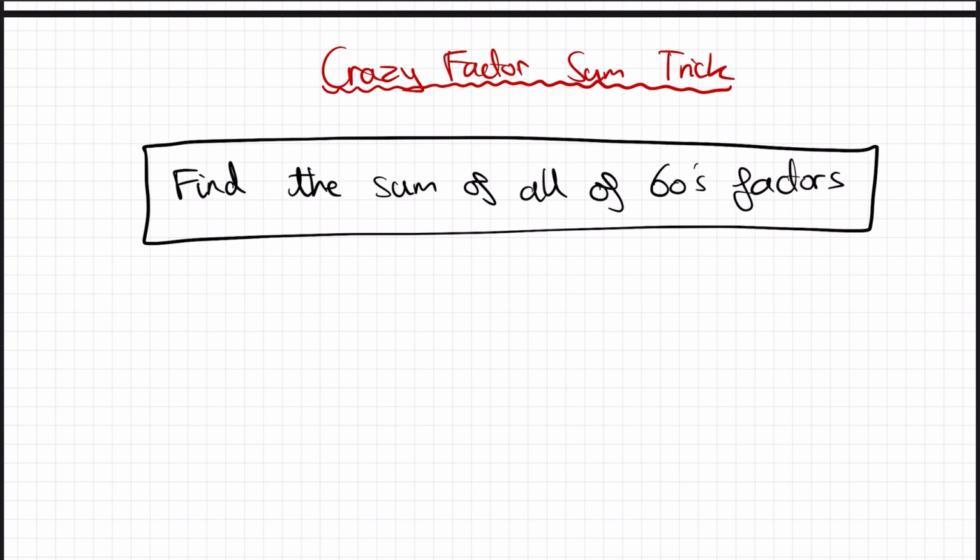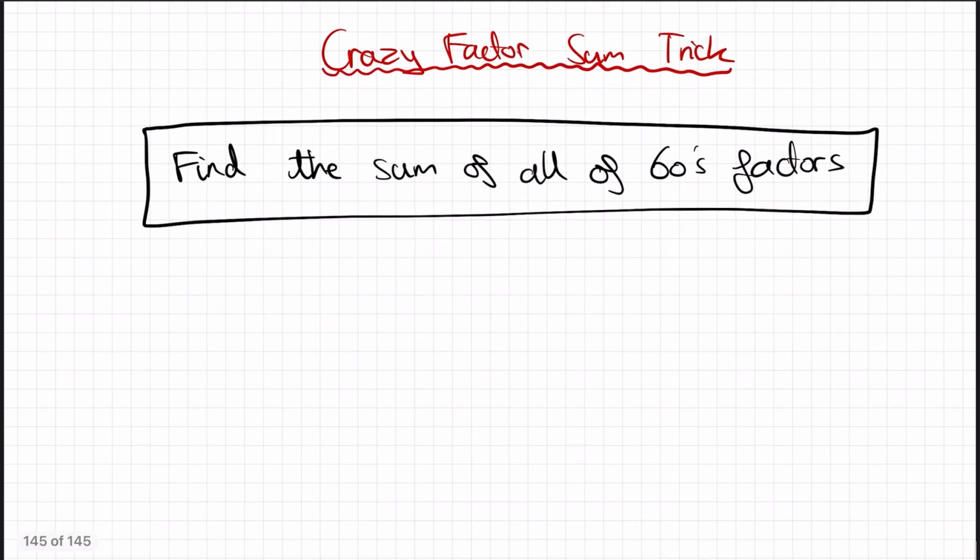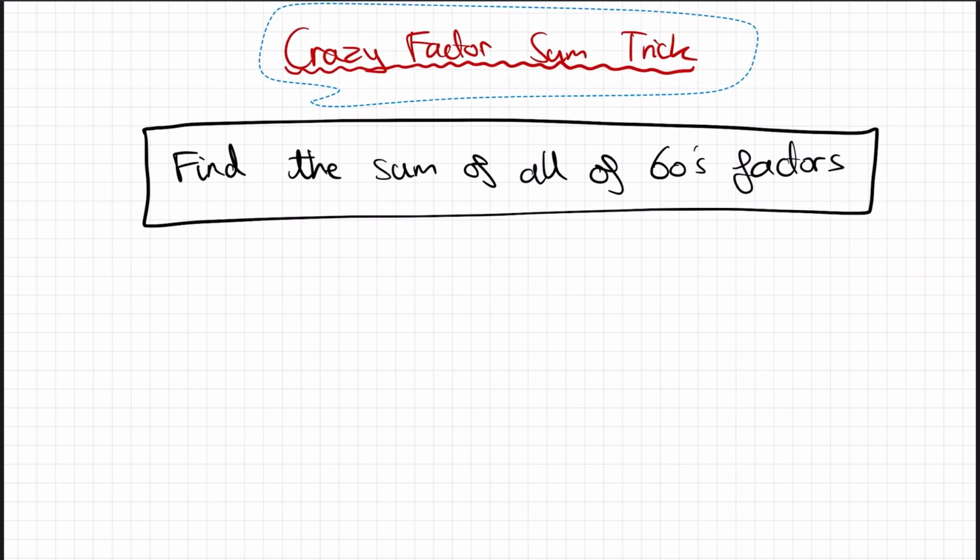A crazy trick which you can use to find the sum of all of a number's factors. So I've given you guys an example question here, which is to find the sum of all of 60's factors, but the trick I'm going to show you guys can work for basically any number, so it doesn't have to be 60. I just picked 60 because it's a pretty small number but still has a lot of factors.